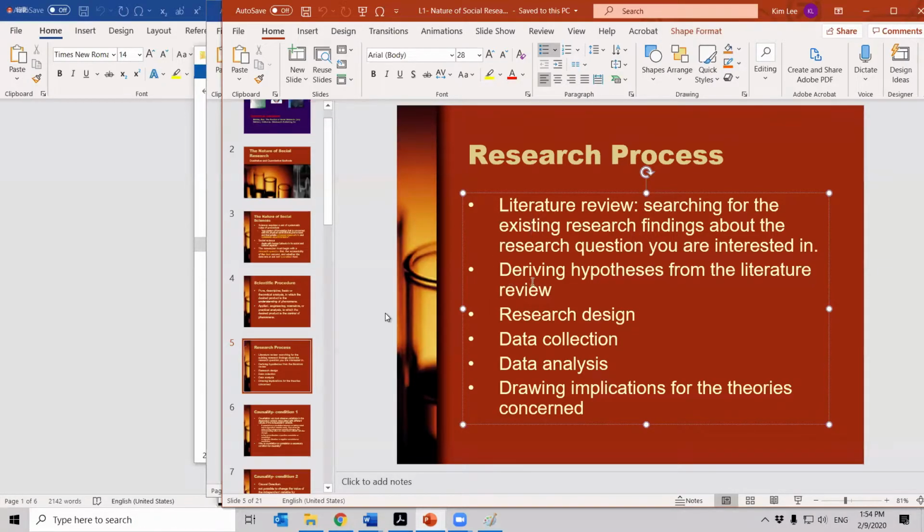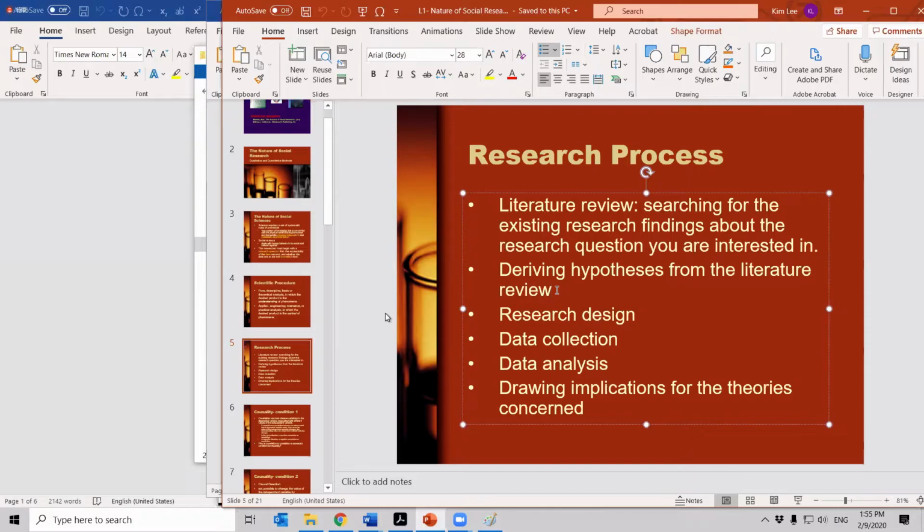Okay, and then you need to derive hypotheses from the literature review. Hypothesis means, from the existing literature, what would you expect you will find? Hypothesis is some guesses about the world, some guesses about the answers to your research questions. So you need to derive these hypotheses from your literature review. That means from previous studies, what kind of possible answers to your research question, but you are not so sure. So this is why you need to do the research.